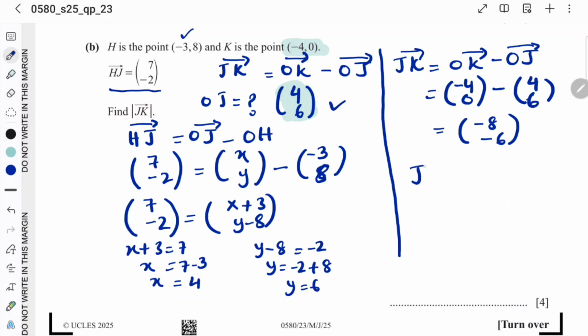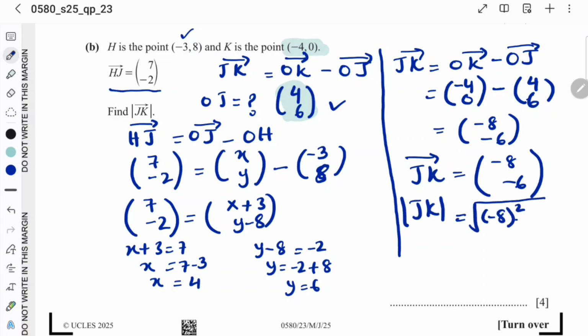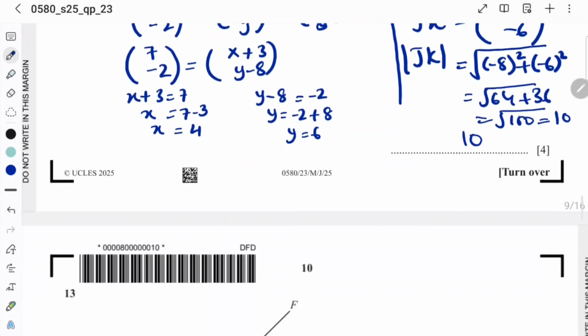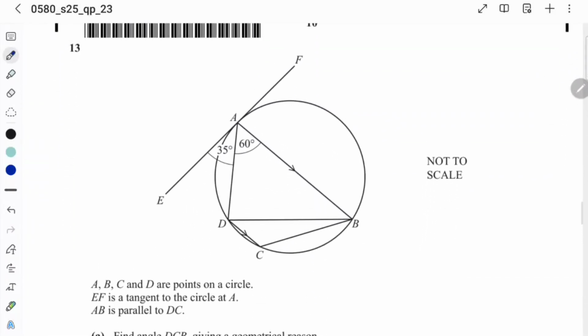Now we are ready to find the value. When JK is minus 8 and minus 6, its magnitude will become the square root of x square plus y square, which is minus 8 square plus 6 square. That is equal to 64 and 36 together, and that becomes 100, and it is equal to 10.